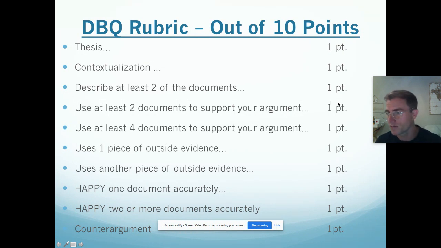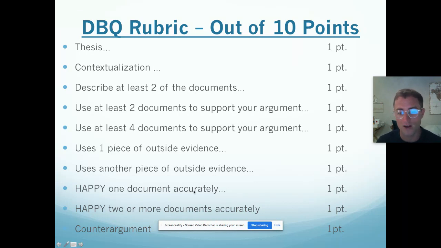You'll also notice outside evidence is always part of the DBQ, but we have 2 different points for outside evidence. We have uses 1 piece of outside evidence for a point, and then uses another piece of outside evidence for a point. Again, these are things that we are very qualified to do, APush. We have tons of evidence, tons of proper nouns that we need to use. So we should be grabbing those points as well.